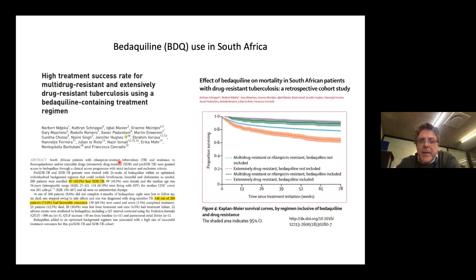This first study looks at the high treatment success rate for MDR-TB and extensively drug-resistant TB when using a bedaquiline-containing regimen. And what we see is that the use of bedaquiline, and so the top two lines, is strongly associated with a decreased mortality or an increased proportion surviving compared to those who did not receive a bedaquiline containing regimen for MDR in blue or for XDR in red.